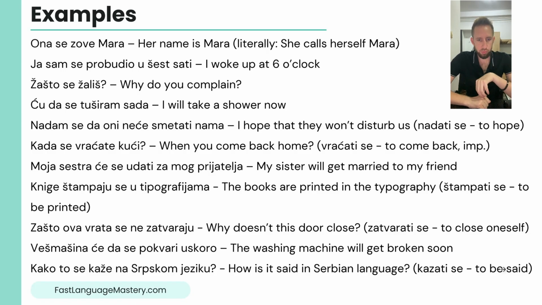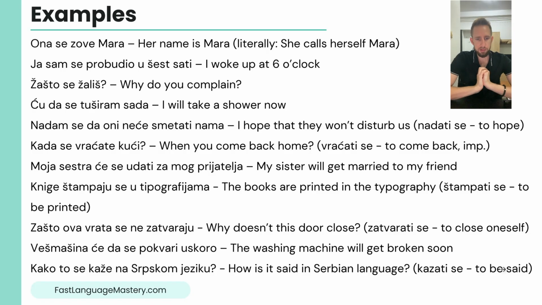Kada se vraćate kući? When do you come back home? Kada se vraćate kući, plural by the way. When do you come back home? Vraćati se means to come back. It is the imperfective form. Or vratiti se means to come back. It's the perfective form. Okay. Moja sestra će se udati za mog prijatelja. My sister will get married to my friend. Udati se means to get married to a man, and oženiti se means to get married to a woman. I will add it to the vocabulary on one of the next slides.